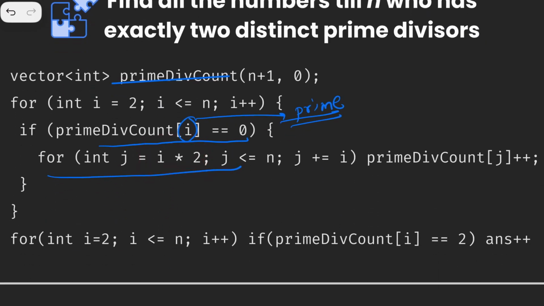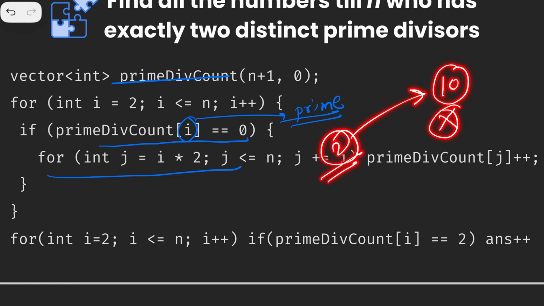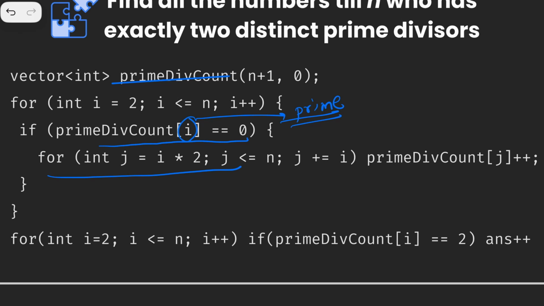Why is that? Well, earlier it was very straightforward, the reason why we needed I into I. Earlier we were only marking number I as false or true, right? So if number 10 is marked as false by 2 while we are processing 2, there is no need to again mark it as false while processing 5, right? That's why we started the j value from I into I.